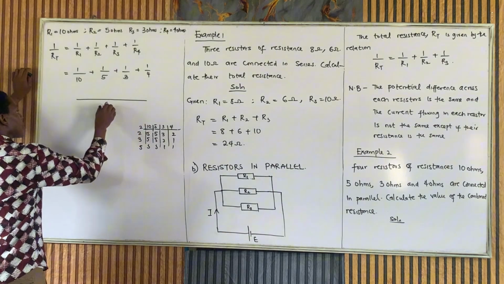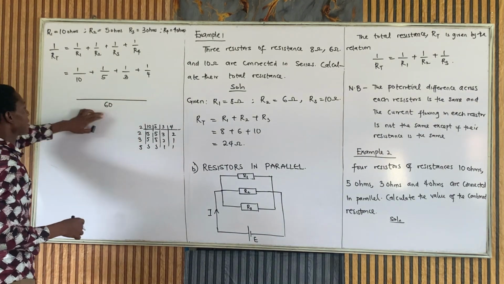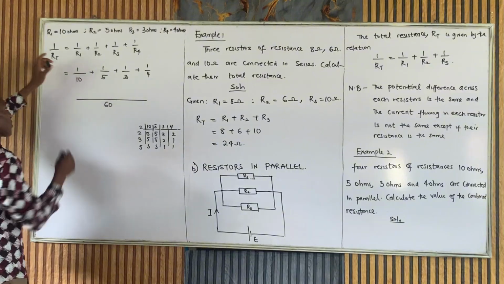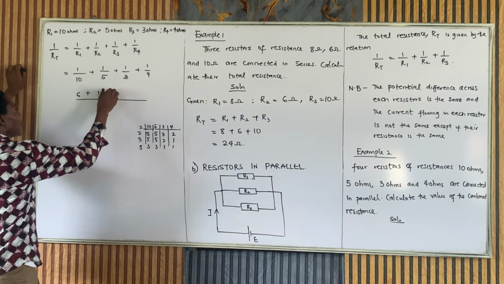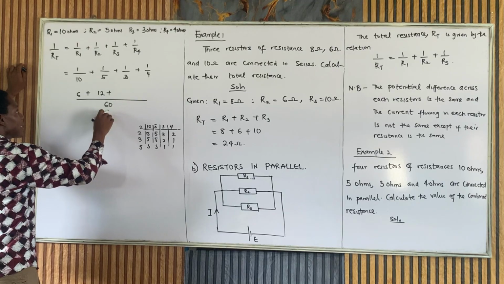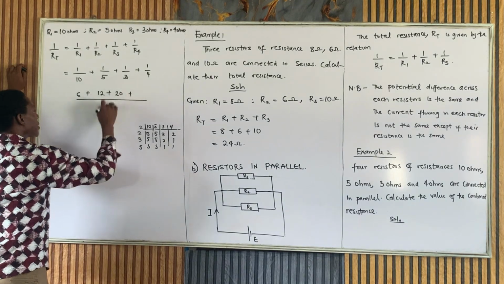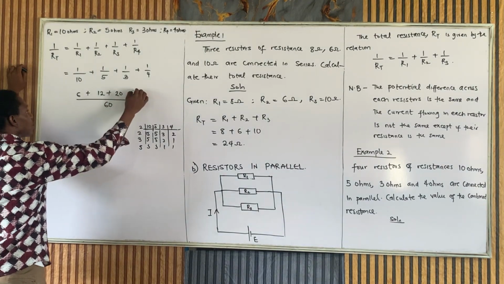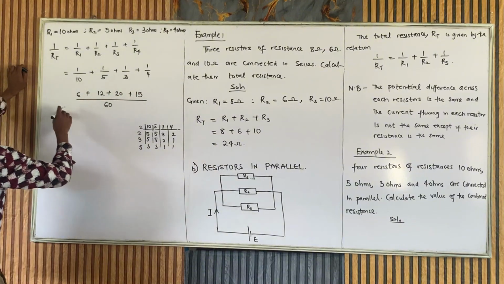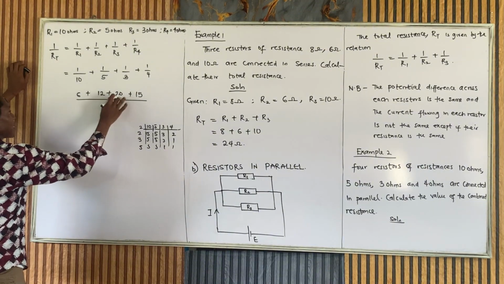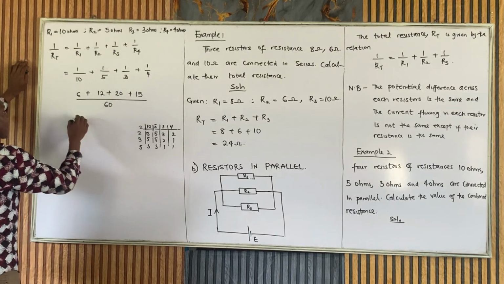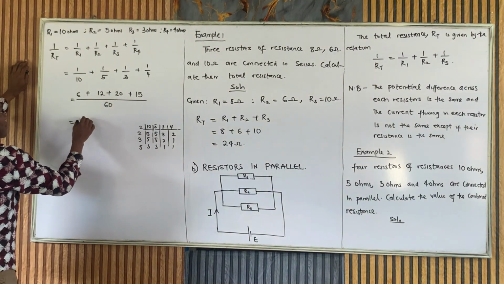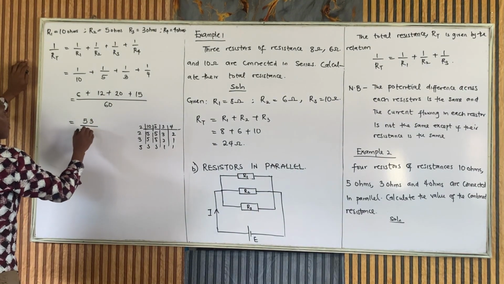So this is 60. So 10 is 60. 6 times 1, that's 6. Plus 5 in 60, 12 times 1, that's 12. Plus 3 in 60, that's 20 times 1, that's 20. Plus 4 in 60, that will give us 15. Times 1, that's 15. So this will give us 12 plus 20 plus 6, 28, 38. 38 plus 15, that's 53. It is 53 over 60.